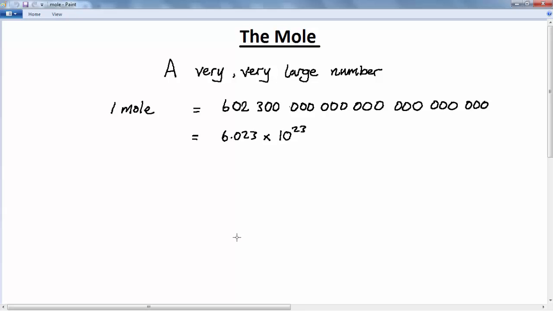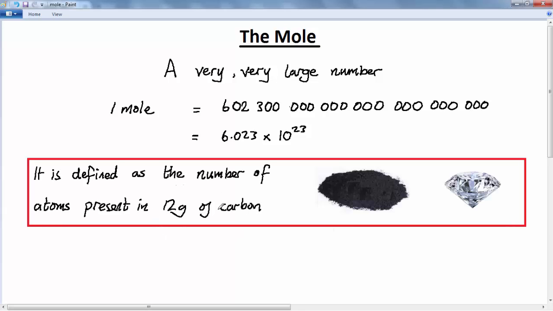Okay, so how is the mole actually defined? Well, we say that the mole is defined as the number of atoms of carbon present in 12 grams of carbon. So for example, we've got 12 grams of carbon here, or even better, 12 grams of diamond, which is made from carbon atoms, as you know. Well then, the number of carbon atoms present will be 6.023 times 10 to the power of 23, or 1 mole of carbon atoms.